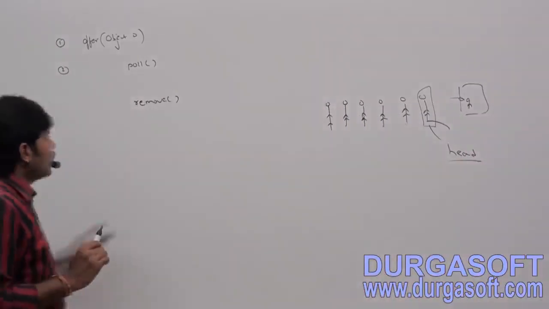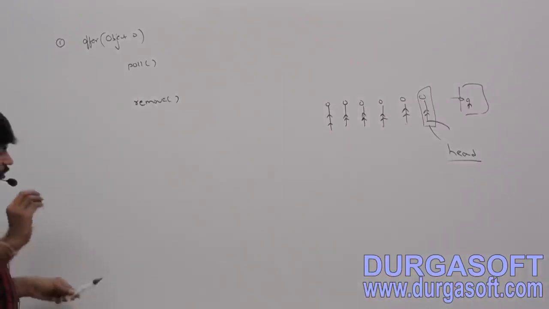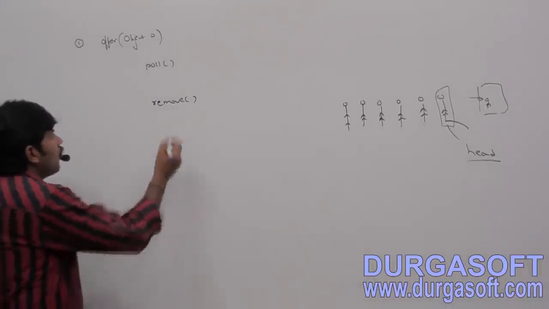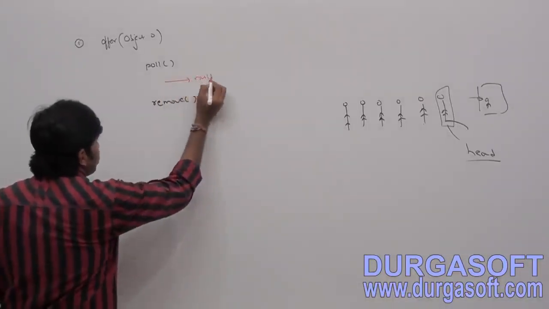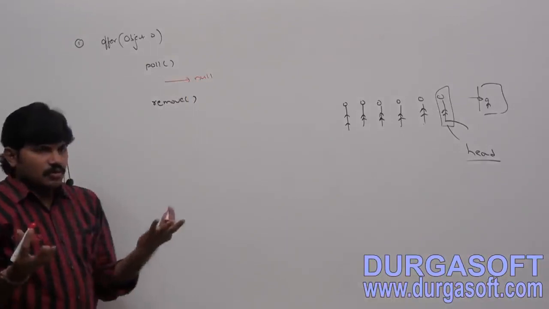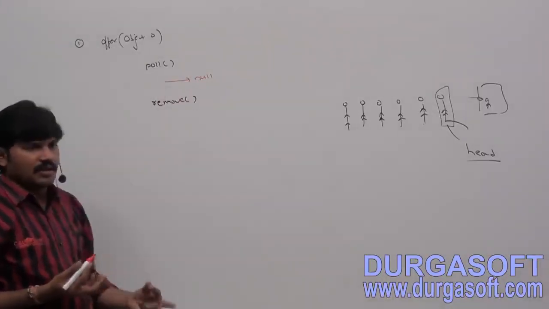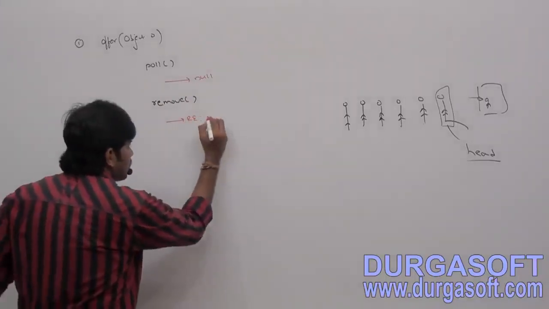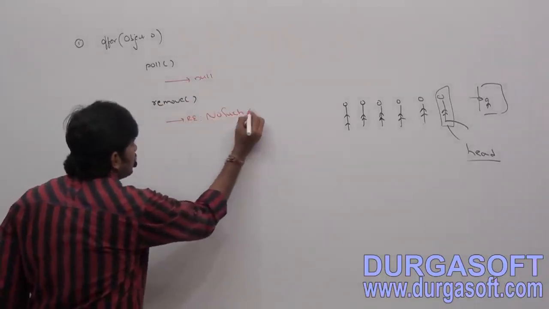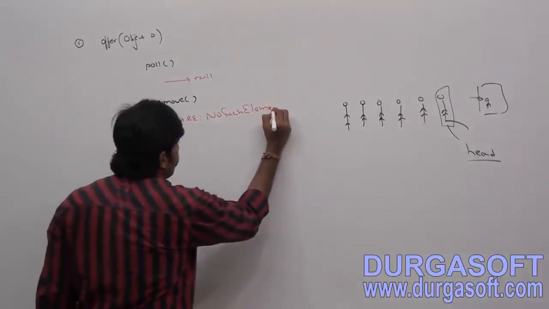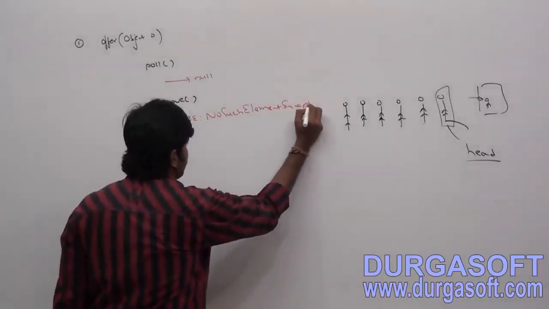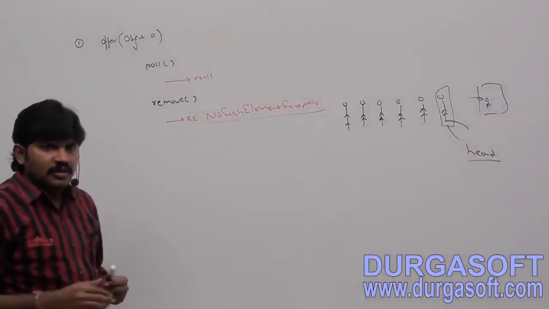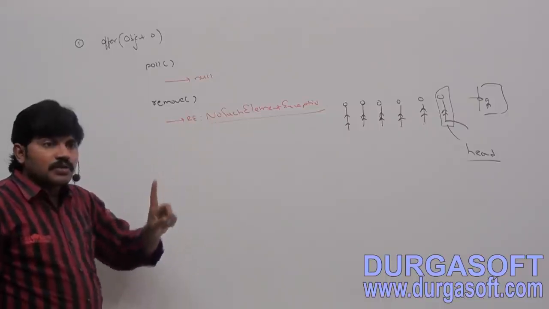But what is the difference here? Observe this one. If the queue is empty, then the poll method simply returns null. The queue is empty, boss, no one is there, that's why I can't return anything: null. If the queue is empty, with the remove method we will immediately get a runtime exception saying NoSuchElementException. Observe the difference, right?